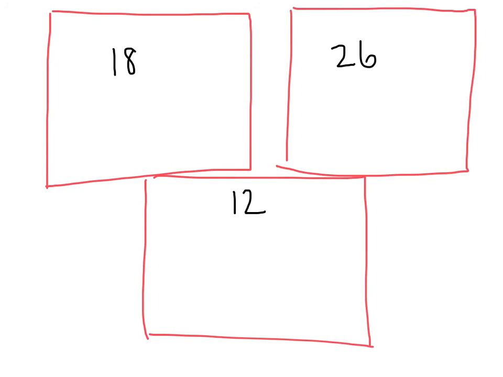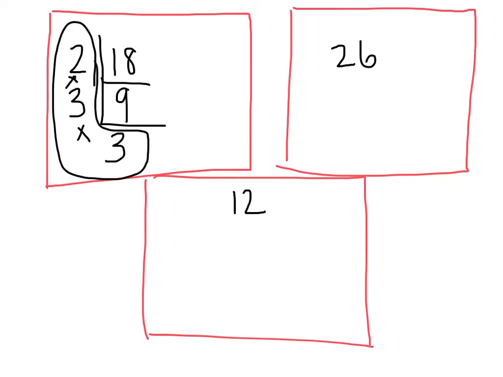So let's see how this works with 3 more examples. If I start with 18, okay, I know 2 goes into 18. 18 divided by 2 is 9. I write the quotient below. 9 is not prime. 3 goes into 9. 9 divided by 3 is 3. The quotient goes below. So I have 18 is equal to 2 times 3 times 3.